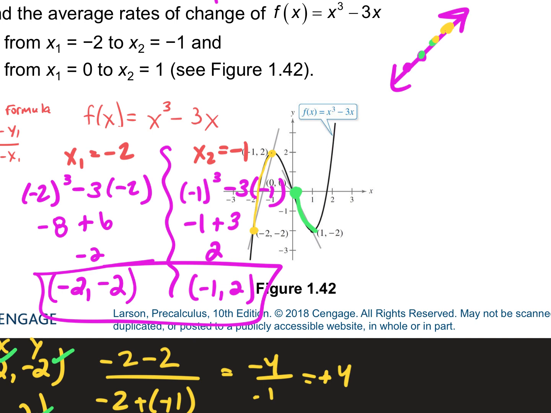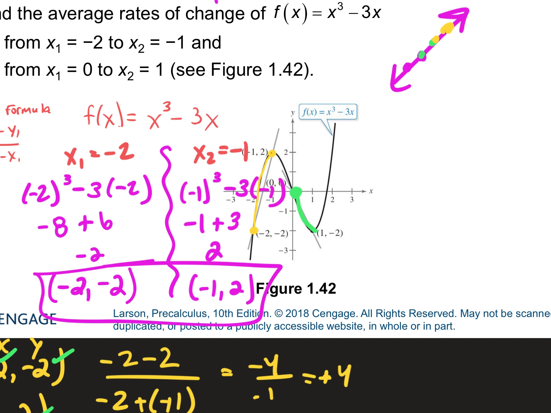Why? You're right. Why? Because it's going down. Good. So what would you do? Well, you would plug in 0 for x, then you plug in 1 for x, and then you find the rate of change, which is the slope formula between those 2 points. Does that make sense?